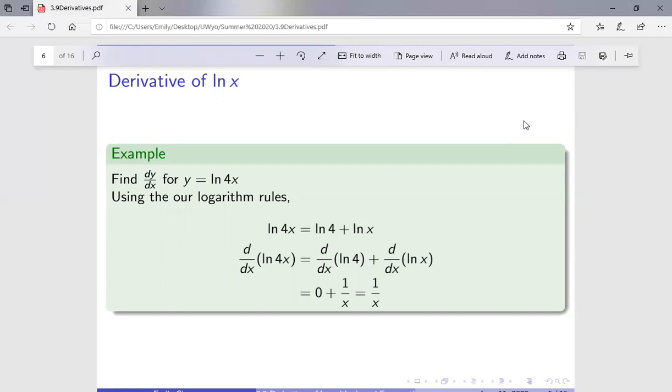Well, the natural log of 4 is equal to some value. That's just a number, and the d dx of just a number, of a constant, is equal to 0. So we get 0 from that term, and then we're just left with d dx of the natural log of x, and we know that to be 1 over x. So 0 plus 1 over x is just equal to 1 over x. Our answers match from one way to a different way to do the same example.